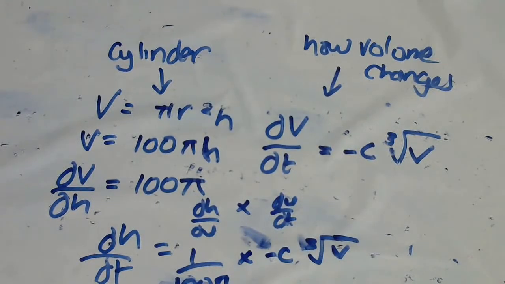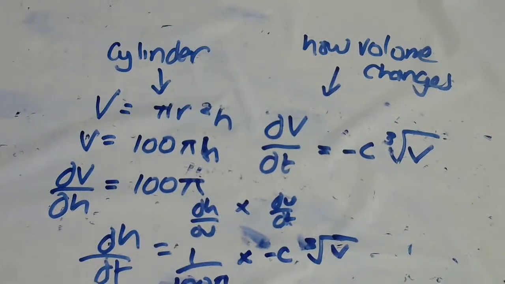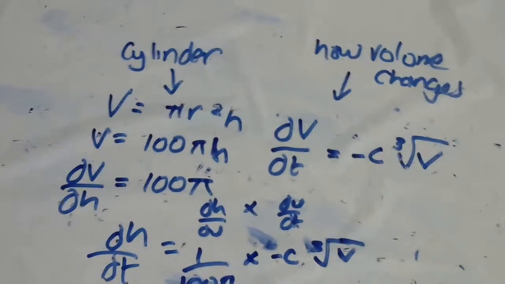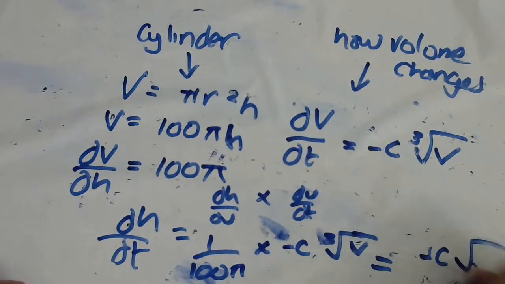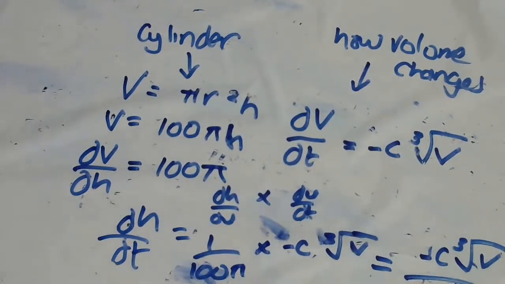So you see how that works? I didn't have dH/dV, but dH/dV is just dV/dH turned upside down. So if you multiply them both together, I'm going to move the camera just a teensy bit so you can see that a little bit easier. That's worked out quite nicely. So that finally ends up being minus c times the cube root of v, over 100 pi. And that's your final answer for part A.